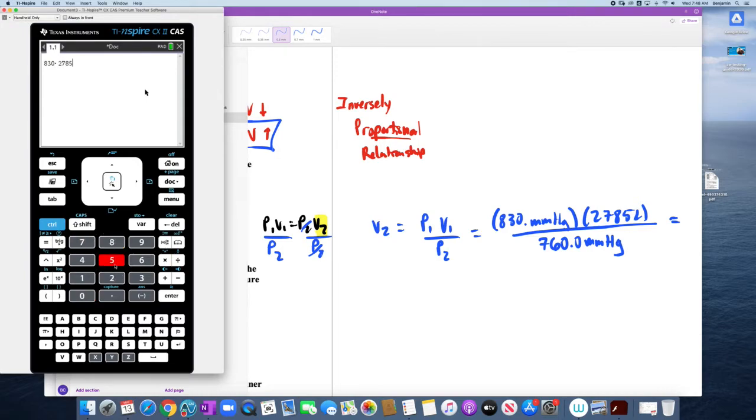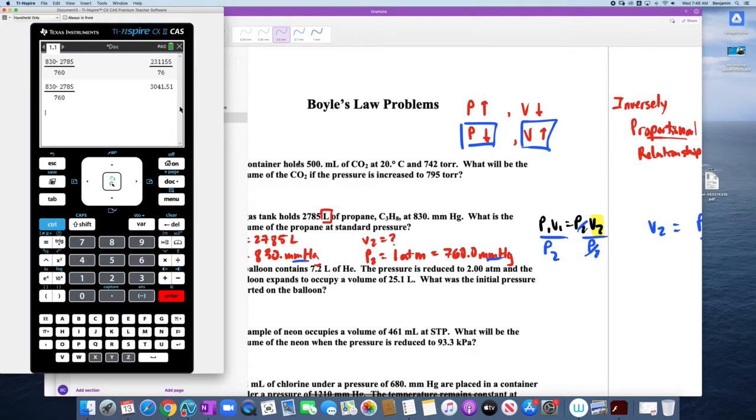So 830 millimeters of mercury times 2,785 liters divided by 760 millimeters of mercury. And we get, I'm going to have to change the settings on here because I keep doing that same thing. See if I can do Control Enter. And that looks a little bit better. 3,041.